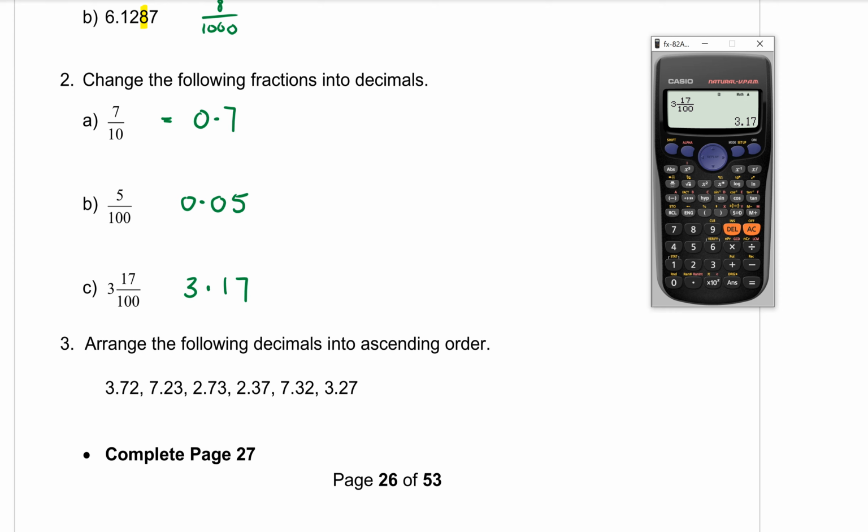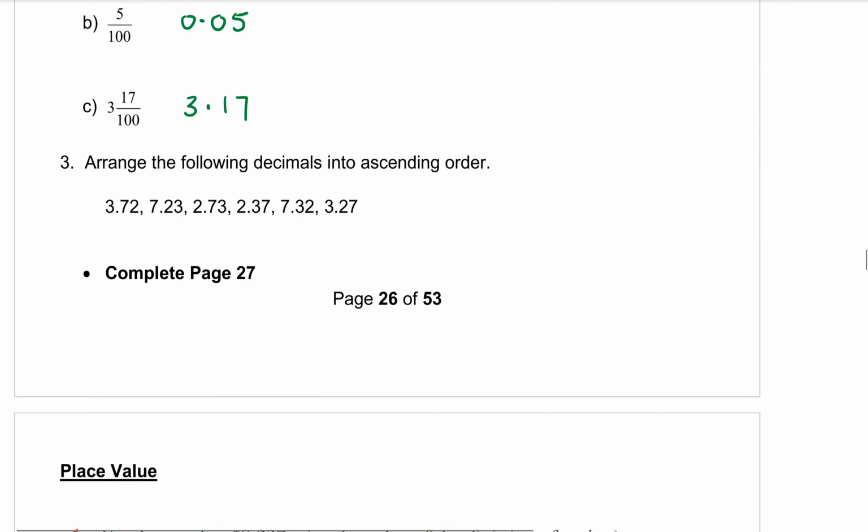Question 3. Arrange the following decimals into ascending order. Decimals are much easier than fractions to do this. So looking at all those numbers, some of them are starting with a 3. So I've got 3.72. I've got 7.23. And I've got ones that start with 2, 2.73 and 2.37. So all of those ones, if I'm looking at the ones position, I want to order them first. So the smallest one in the ones position is going to be the number 2. So it's going to be these 2 here that are going to go first.